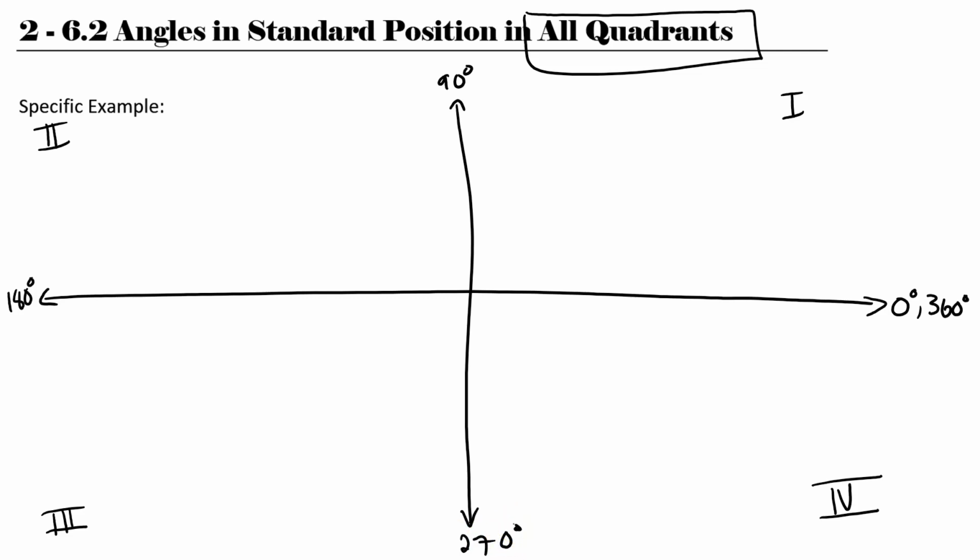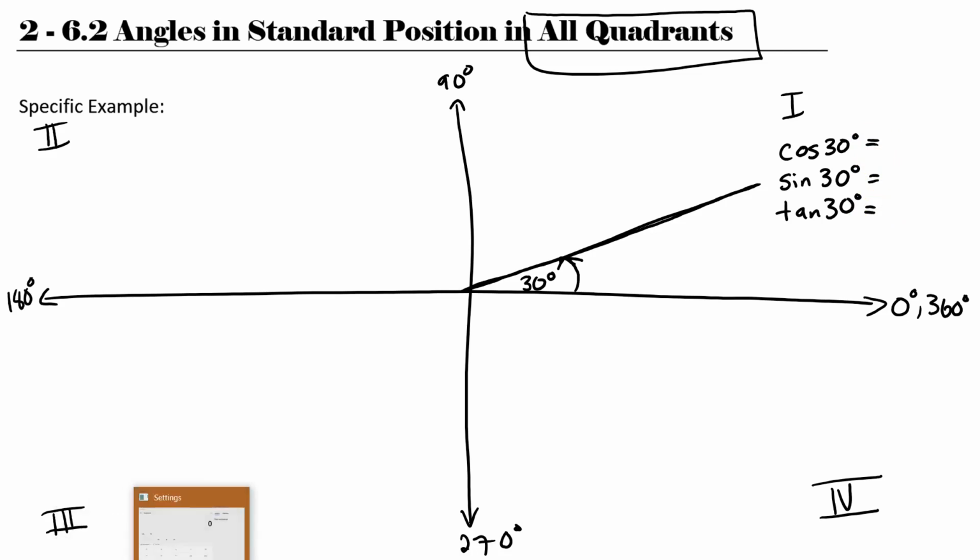Just as a fun little exercise, let's look at this angle right here. I just drew it in standard position, and it's going to be 30 degrees. What I want you to do is figure out what the cosine of 30 is, the sine of 30, and the tan of 30 degrees.